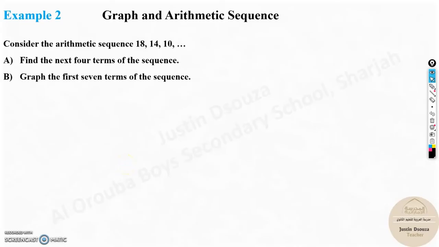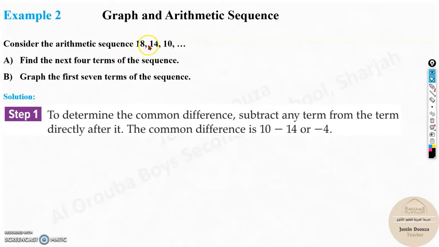Let us now graph an arithmetic sequence. Here we have to graph this particular sequence, 18, 14, 10. We need to first find the next four terms of the sequence and then graph the first seven. The first 3 plus the next 4 must be graphed. Now first let's find the next four terms.